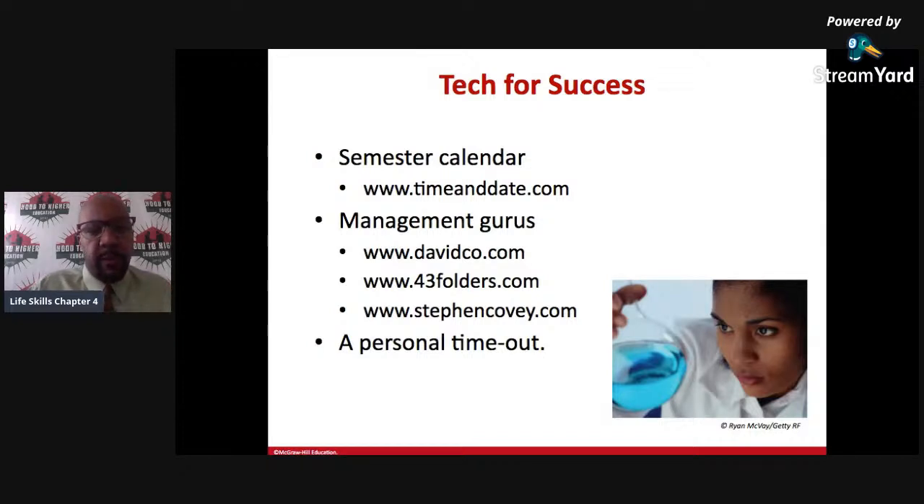Management gurus like davidcode.com, 43folders.com, and the world-renowned stephencovey.com, who wrote 7 Habits for the Highly Effective Manager, 7 Habits for the Highly Effective Student. These are all websites. Use technology in order to reach your goals and in order to become that time management guru.